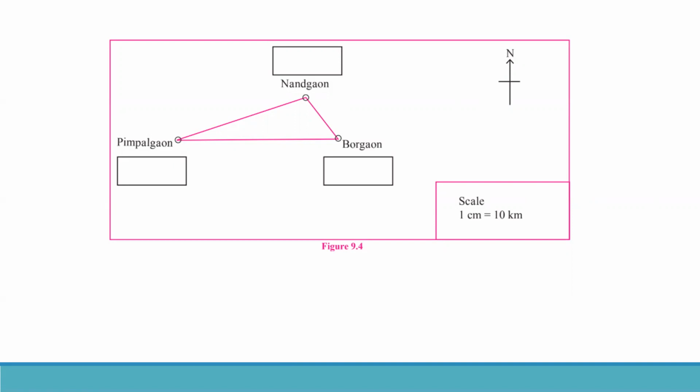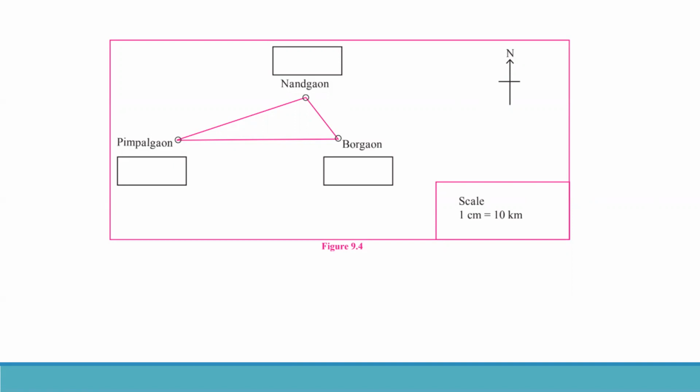And you can also see there is a symbol showing the north. Every map always has this direction. It's called a direction. We'll come to that later again. These are all elements of a map. Now let us understand. The names of 3 places are given. What are they? Nandgaon, Pimpalgaon and Borgaon.